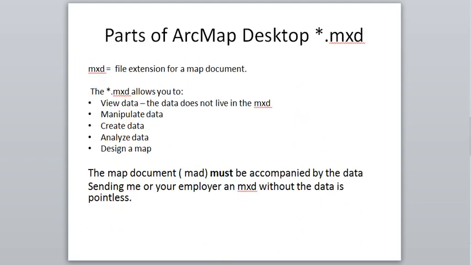So there are many components to this software, and one of the components that I'll talk about a lot is the MXD, which stands for Map Document. That's the file extension for Map Document. The MXD allows you to look at your data, but you need to know that the data does not live in the MXD. It's just a window or a way that you can manipulate your data, create data, analyze data, make a map, but the MXD and the actual data itself are different components.